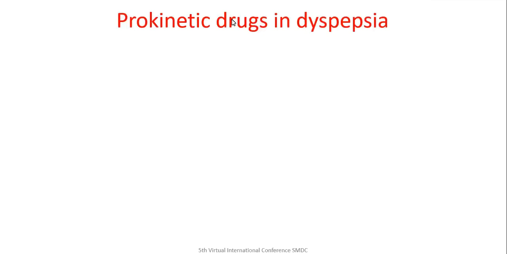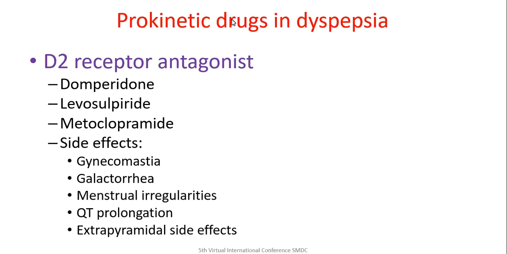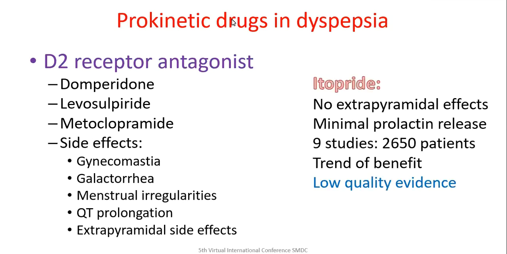What about prokinetics? We are using so many prokinetics in dyspepsia, and most of this use is based on expert opinion. What are the different prokinetics? We know domperidone, levosulpiride, metoclopramide, but they have a long list of side effects, and many of them are not approved in many countries. The only D2 receptor antagonist which has not shown extrapyramidal effects or has minimal prolactin release is itopride. There is marginal benefit, but again, the quality of evidence is very low. So the guidelines on this use are not very clear, and it's more based on expert opinion, basically.